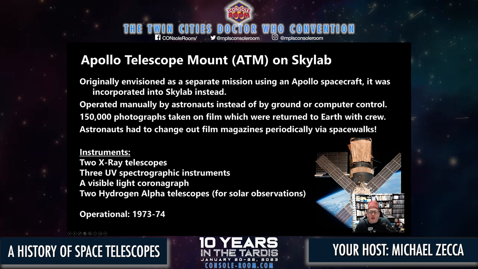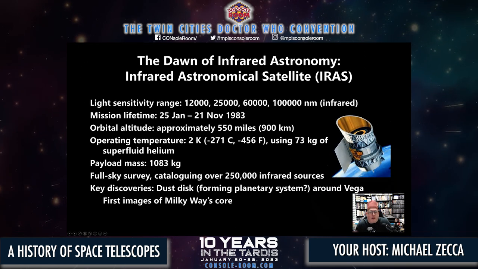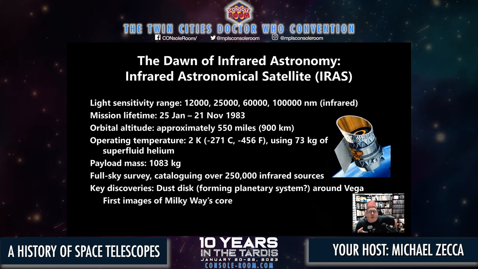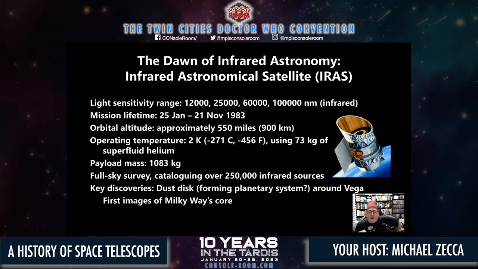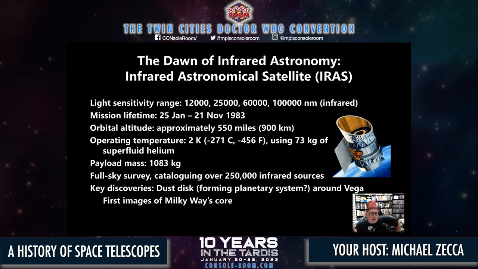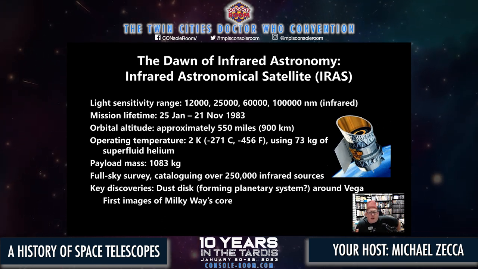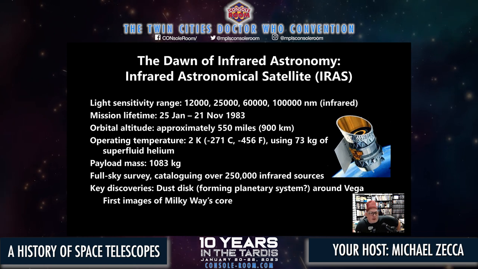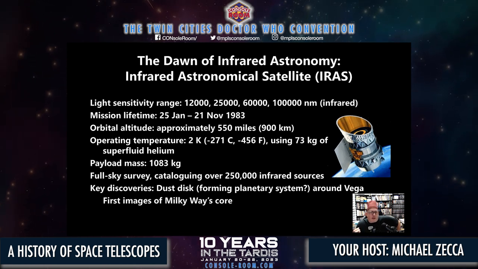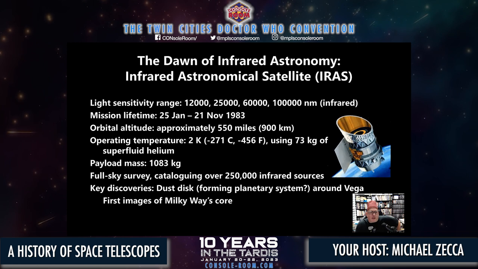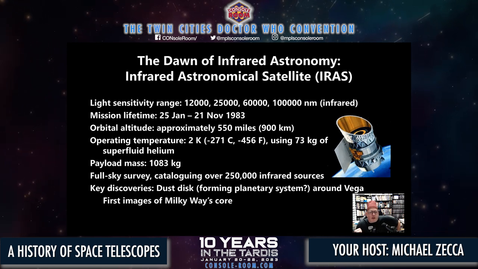So first off, let's talk about the dawn of infrared astronomy in space. So our infrared astronomy period. As I said before, most of that infrared light, which could be coming from things like planets, dust clouds, and so on, was getting absorbed by the Earth's atmosphere. So in order to be able to see those wavelengths, we needed to get a telescope up into space.